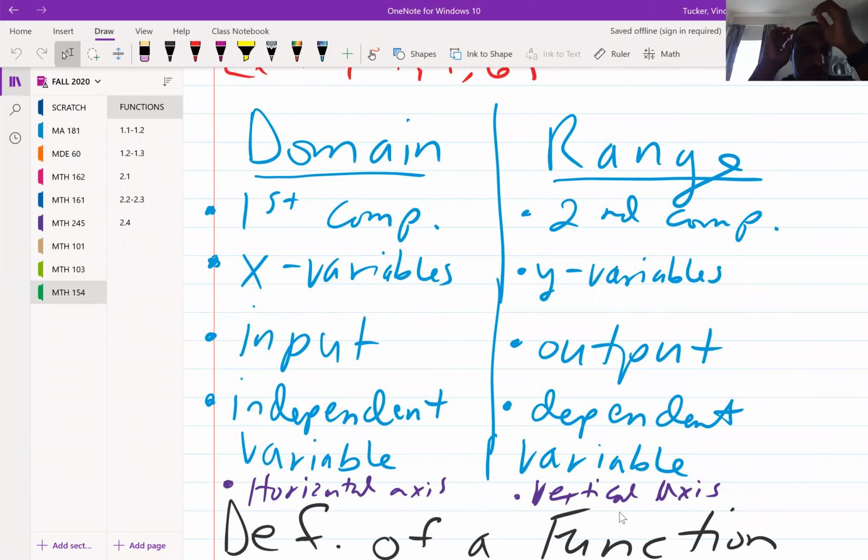So, comparison between your domain and range. As mentioned before, domain is your first components, range is your second components. That means your domain will be your x variables, range will be your y variables. Domain also is your input versus your range being your output. Your domain will be your independent variable, range your dependent variable, and your domain's your horizontal axis, while your range will be your vertical axis. So just in case there's not an x and y and there's an s and t, an m or n, and all that good stuff, those are the characteristics of your domain and range.